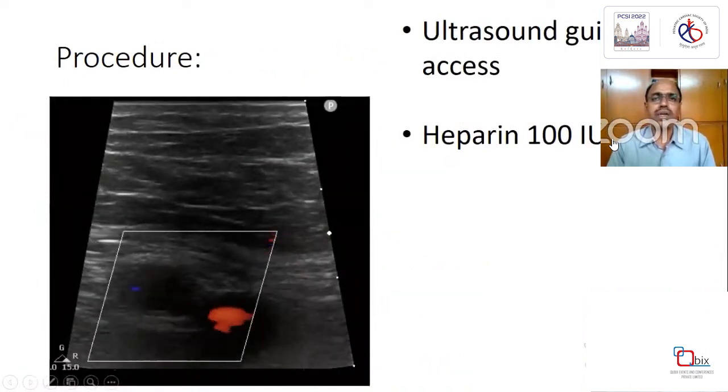Ultrasound was used for securing vascular access. Heparin was given at 100 units per kilo.